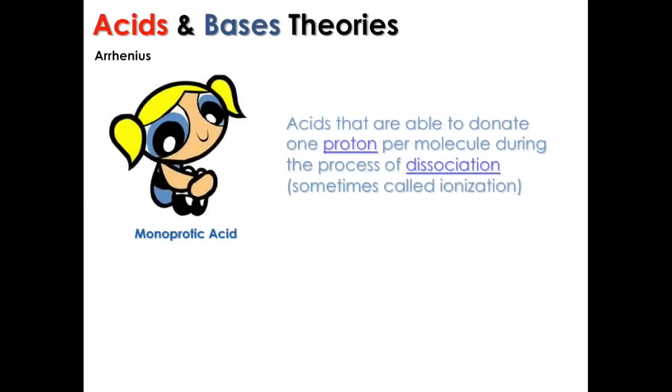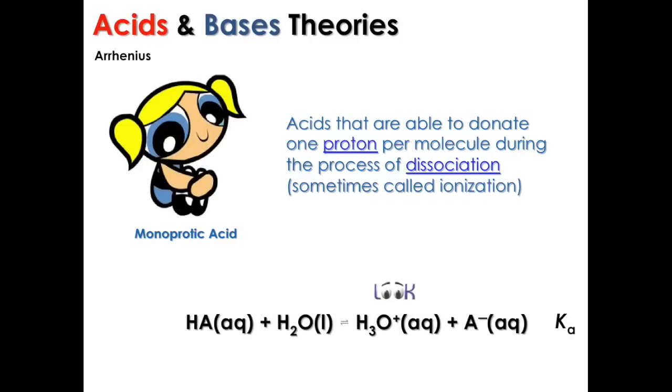Monoprotic acid. There are acids that are able to donate one proton per molecule during the process of dissociation, sometimes also called ionization. As we can see here, a monoprotic acid dissolved in water can yield hydronium ion plus the anion, both in aqueous solutions.